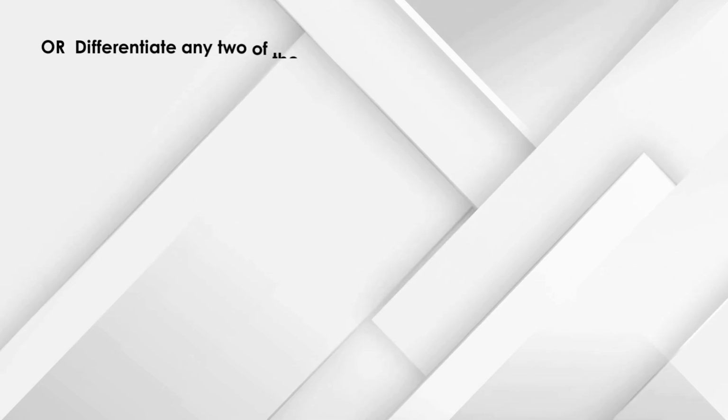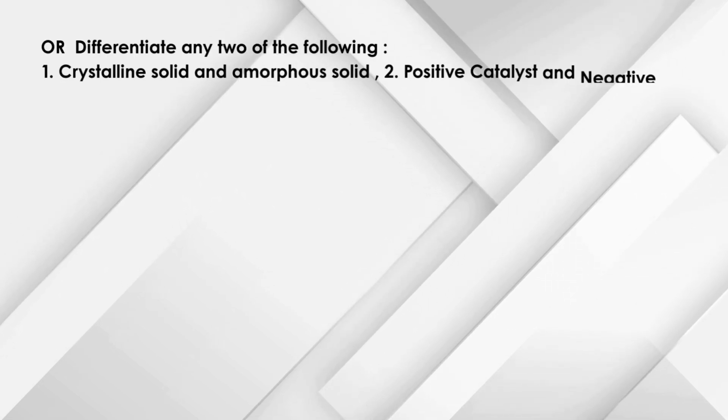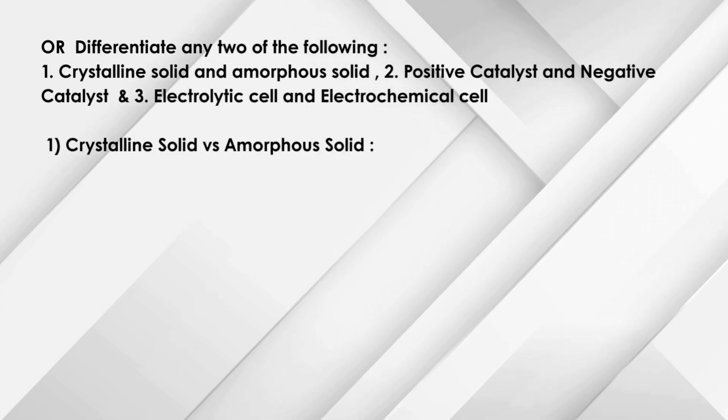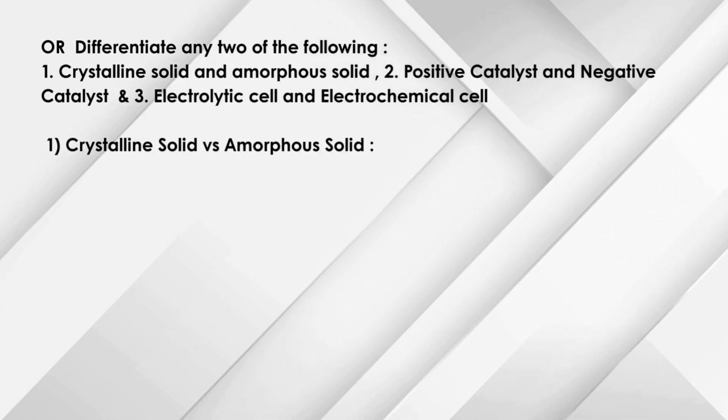OR differentiate any two of the following. 1. Crystalline solid and amorphous solid. 2. Positive catalyst and negative catalyst. 3. Electrolytic cell and electrochemical cell. 1. Crystalline solid versus amorphous solid.